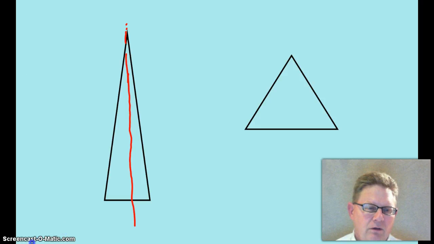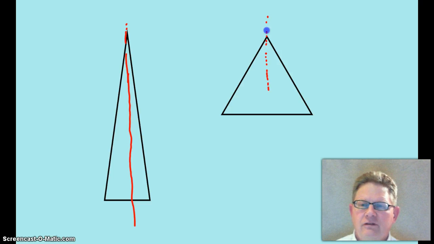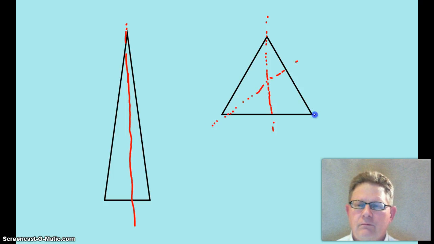Alright, how about this triangle? Any regular polygon should have a number of lines of reflection equal to the number of sides. So since this is a regular triangle with 3 sides, it'll have 3 lines of reflection.